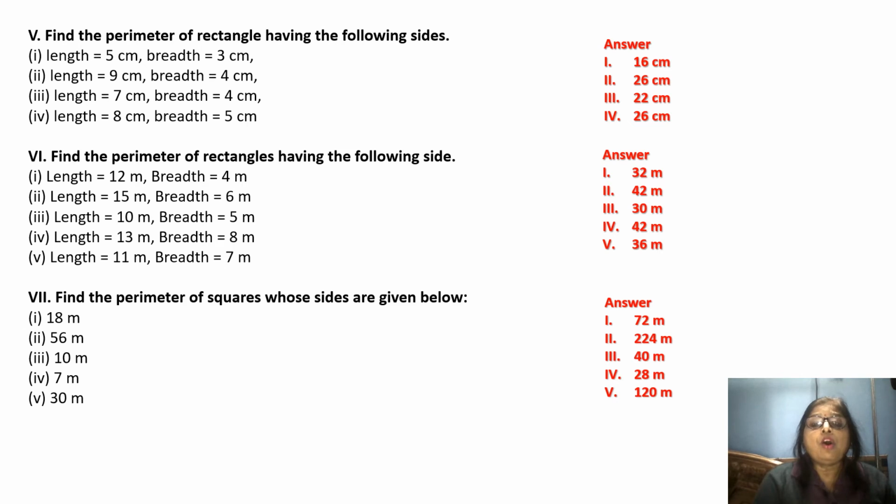In this way, on the basis of that formula, you can do the whole question number 5. Next, find the perimeter of a rectangle having the following sides. I have already explained it earlier. Now you can do it yourself.